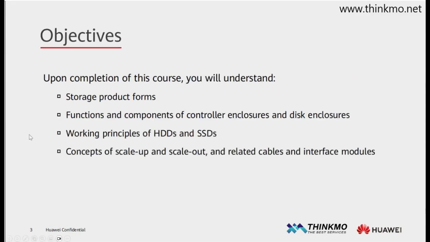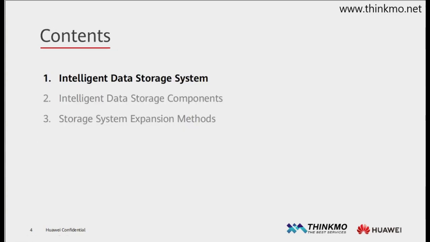After completing this lesson, the main things to understand are the forms of our storage products, the roles and components of the control frame and hard drive frame, including the working principles of our mechanical and solid-state drives, as well as our related cables, some port modules, and so on. Next, let's take a closer look at the basic situation of our intelligent data storage. Let's first introduce this intelligent data storage.